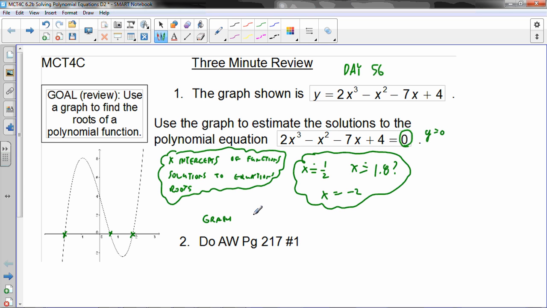Graph the function, look for x-intercepts.